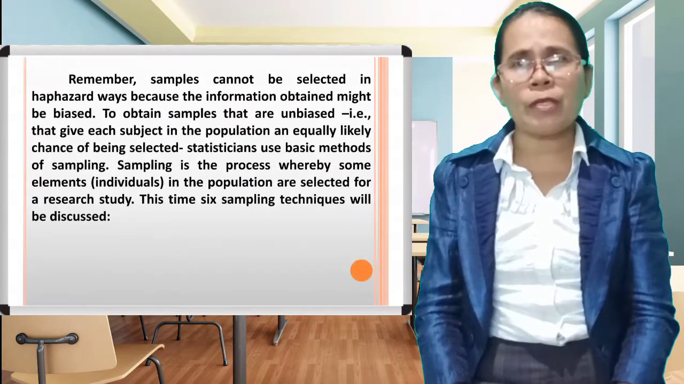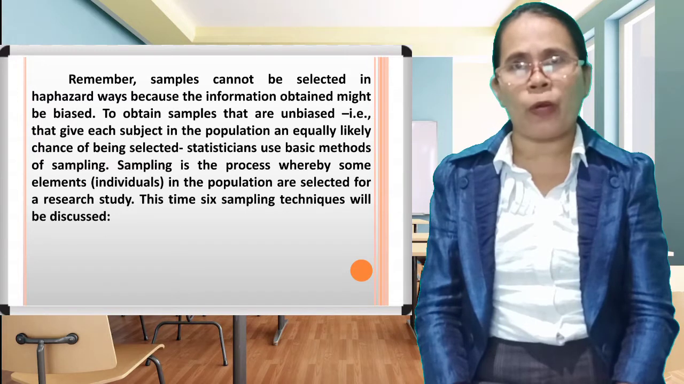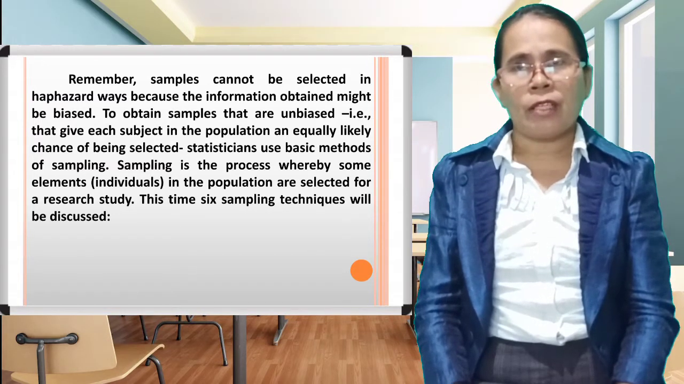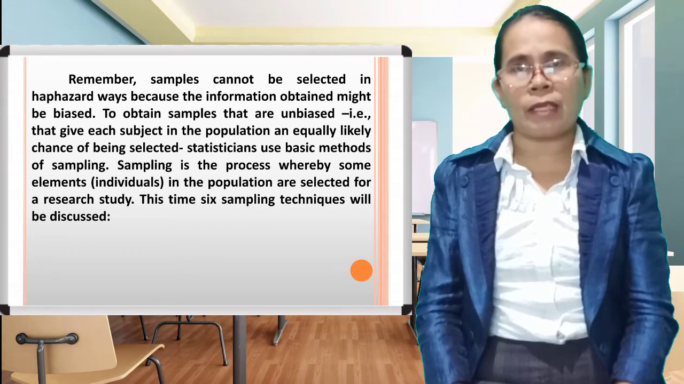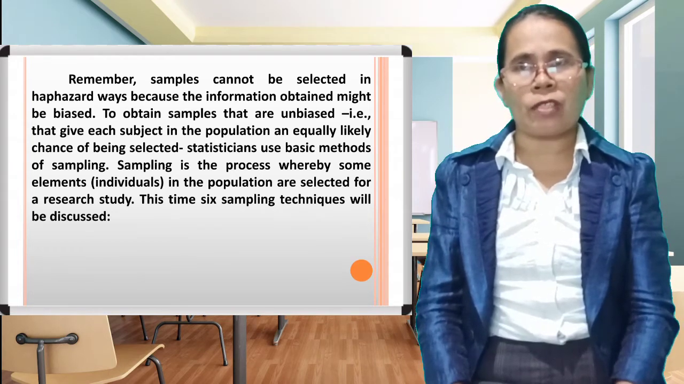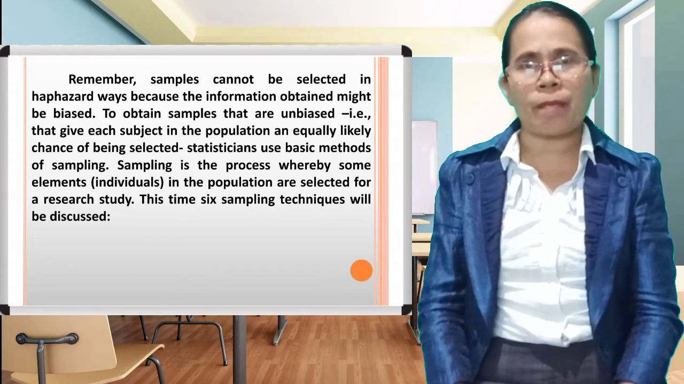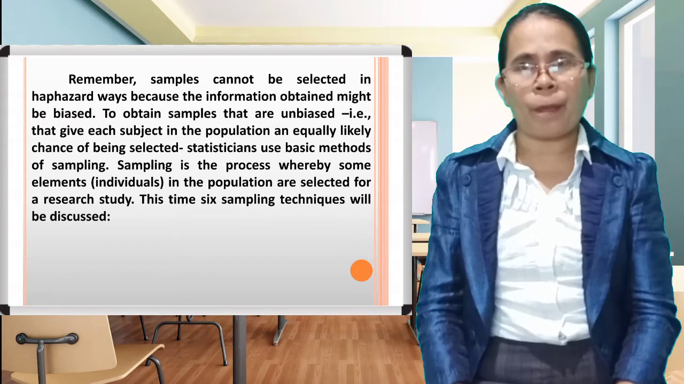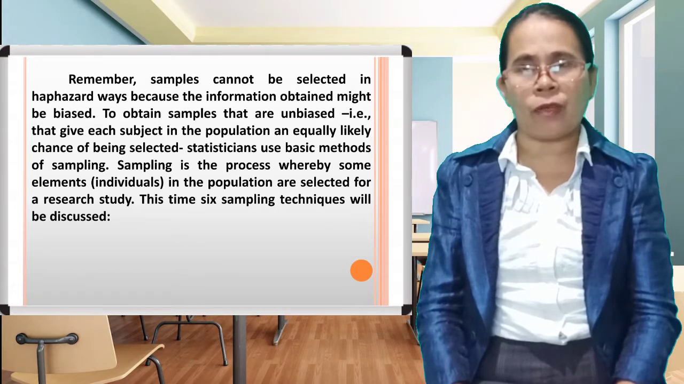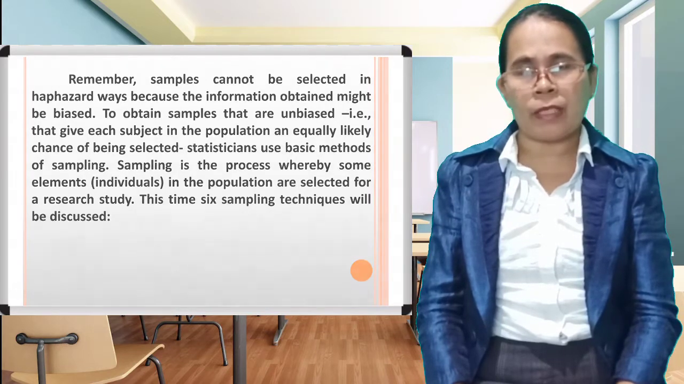Remember, samples cannot be selected in haphazard ways because the information obtained might be biased. To obtain samples that are unbiased, that is, that give each subject in the population an equally likely chance of being selected, statisticians use basic methods of sampling. Sampling is the process whereby some elements or individuals in the population are selected for a research study. This time, 6 sampling techniques will be discussed.